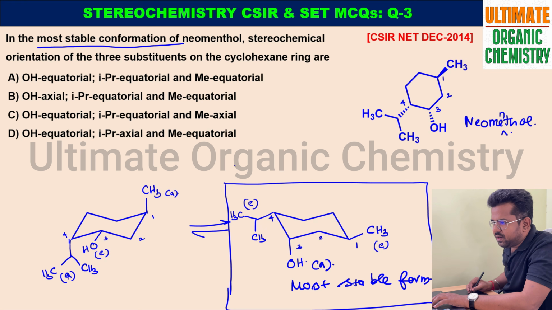So now let us check. In option A, OH is present at equatorial, so this is wrong. And option B, OH is present at axial, yes, this is correct. Isopropyl group is present at equatorial, this is correct. And methyl is present at equatorial position, this is also correct. So that means the right answer is option B.